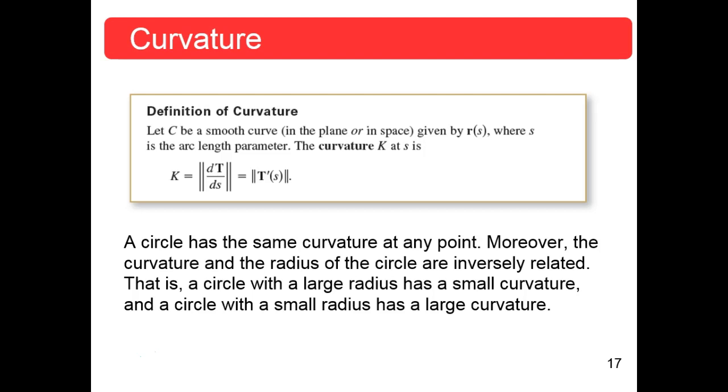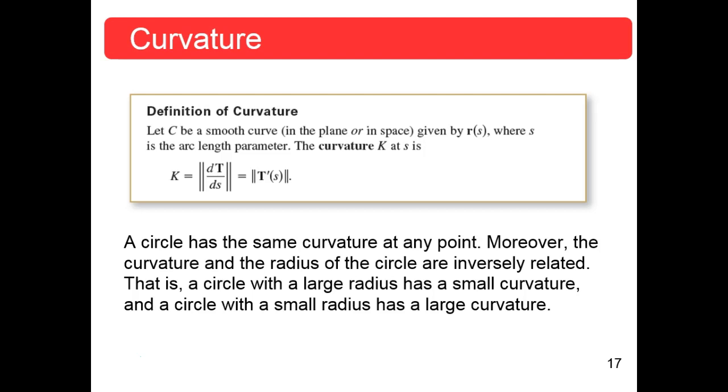This curvature K of s is the magnitude of the derivative of T with respect to s, so how fast the unit tangent vector is changing per unit change of s, okay? Which would be the magnitude of T prime of s. So that's dT/ds, not dT/dt.